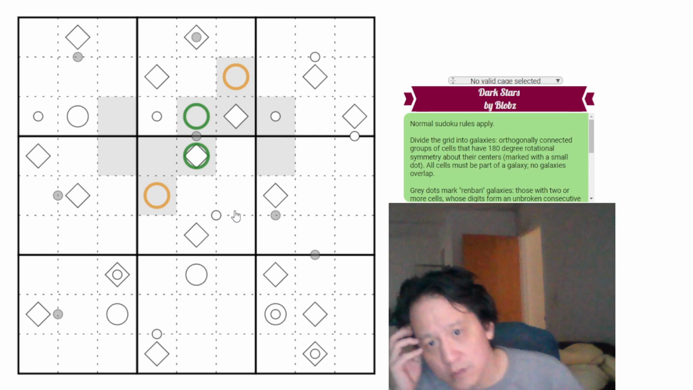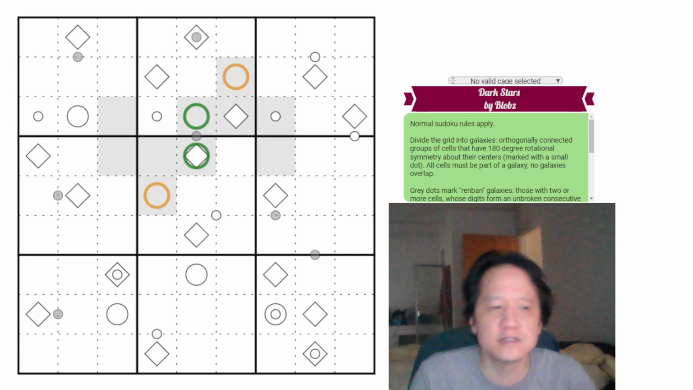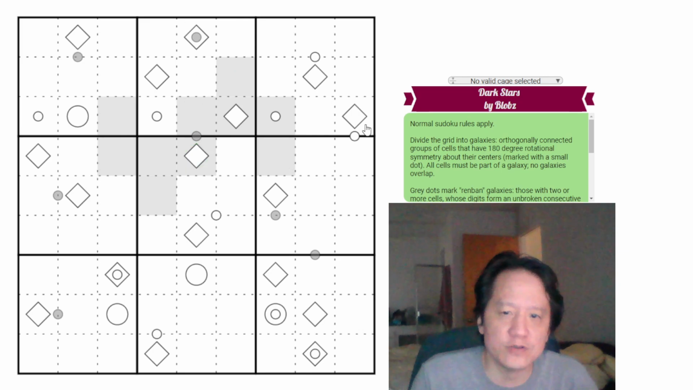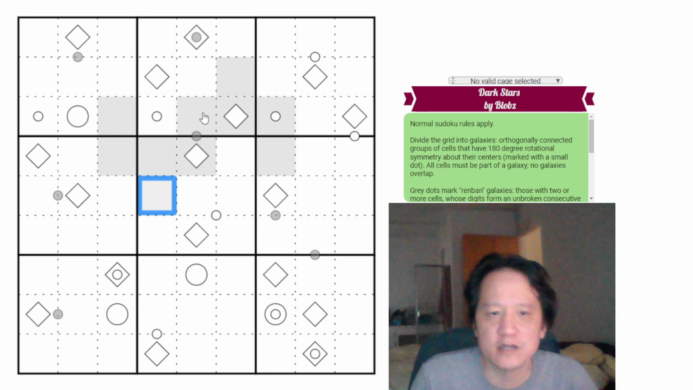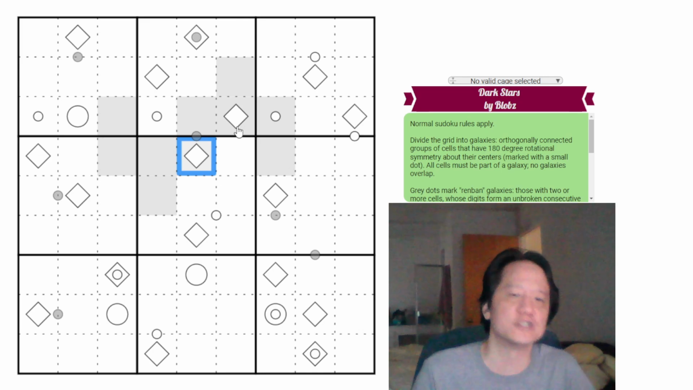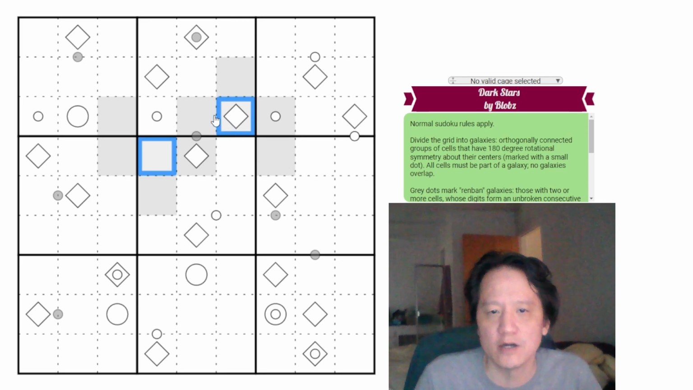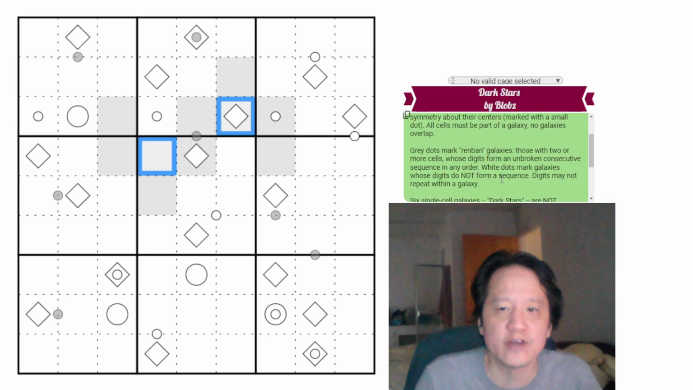Wait. Divide the grid into galaxies, orthogonally connected groups of cells that have a 180-degree rotational symmetry. Okay, no, it doesn't say anything about the digits. It's just basically that if this cell is in the galaxy, then this cell's in the galaxy. Same here. Yeah, I don't know why I was talking about the digit. That just shows where the galaxies have to be. And remember, all cells have to be part of the galaxies, and no galaxies overlap.